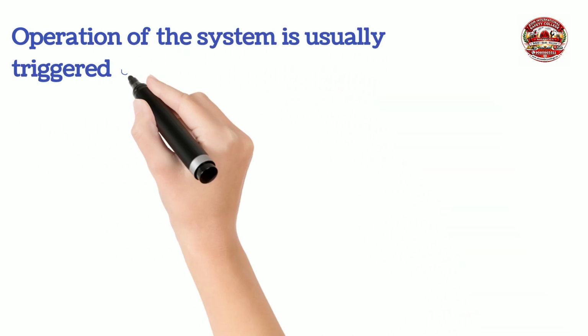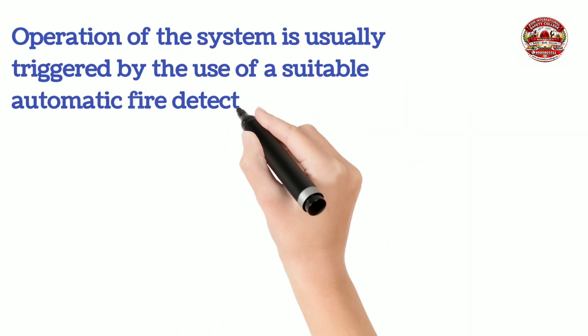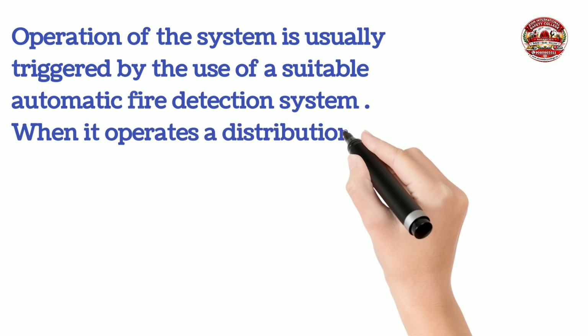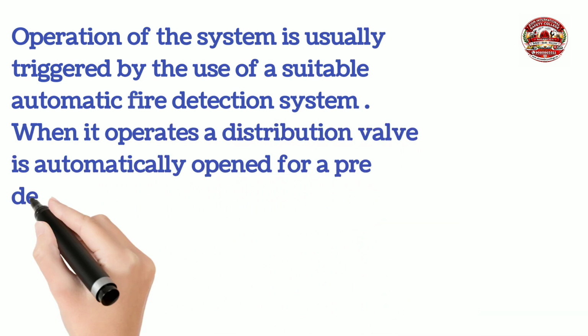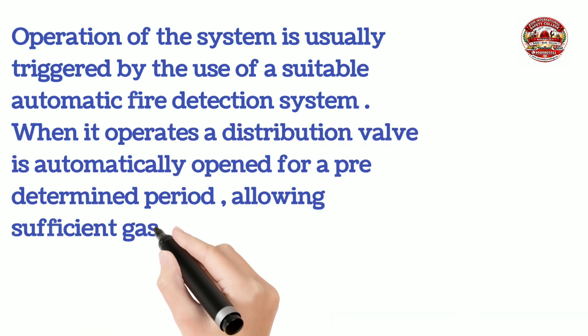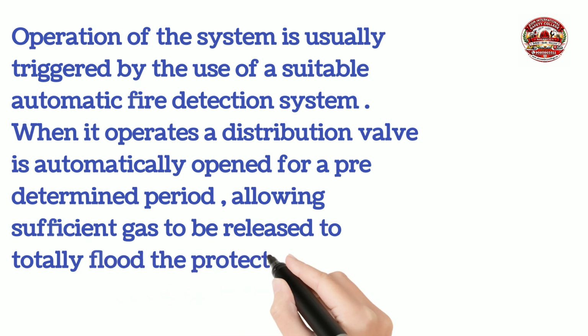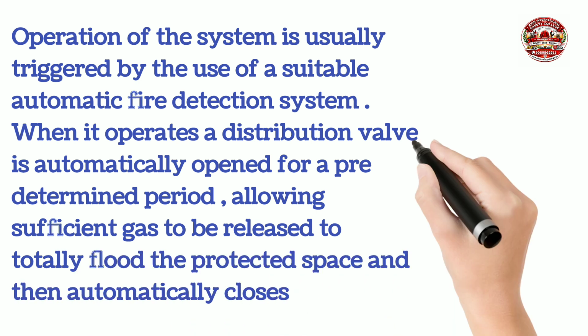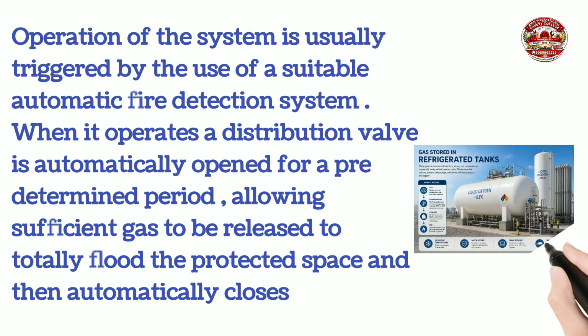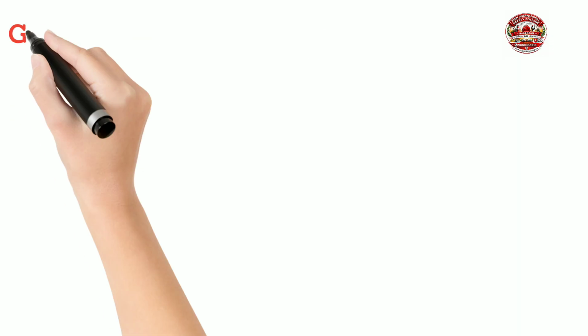Operation of the system is usually triggered by a suitable automatic fire detection system. When it operates, a distribution valve is automatically opened for a predetermined period, allowing sufficient gas to be released to totally flood the protected space, and then automatically closes.